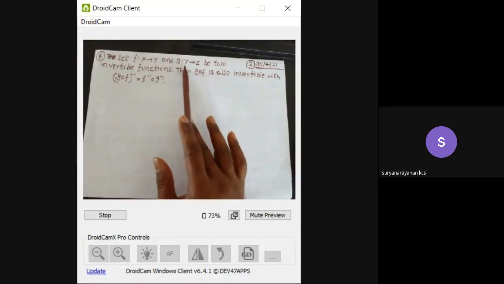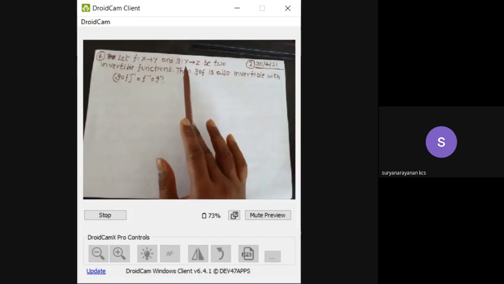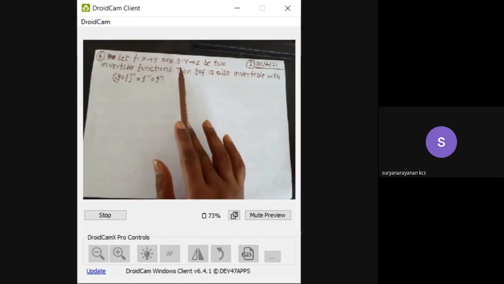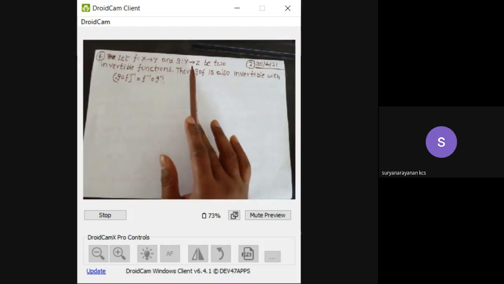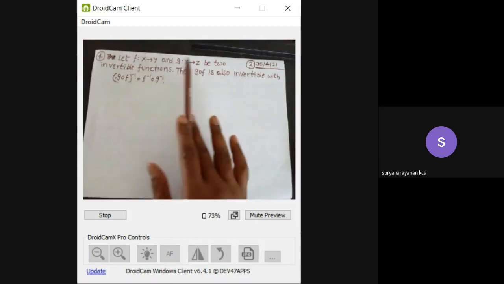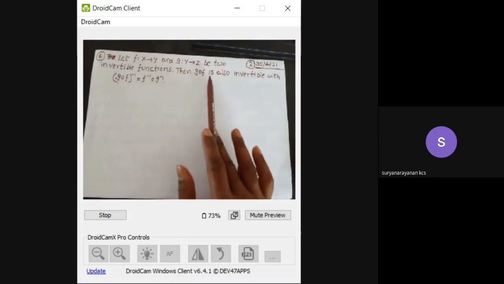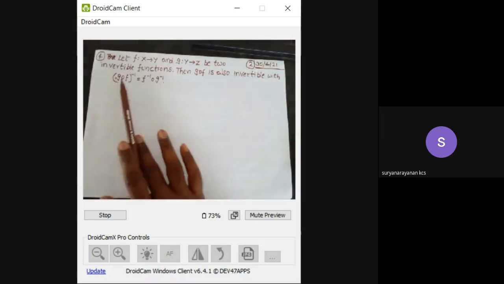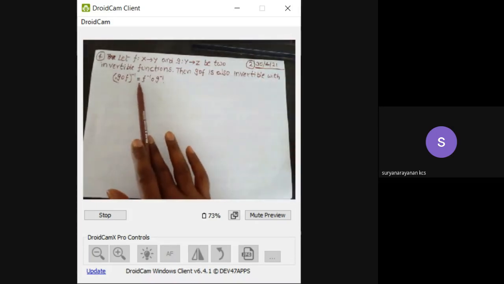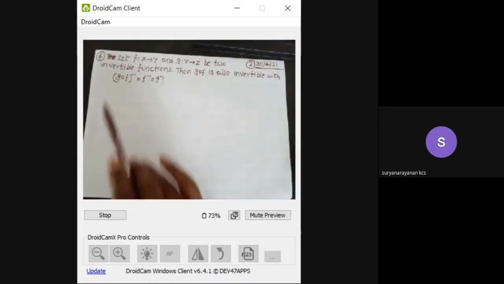Okay, my children, remember this point. g is also an invertible function. What does it mean? g has an inverse. Yes, g is also an invertible function means g has an inverse. f is invertible means f has an inverse. g is invertible means g has an inverse. Then g circle f is also invertible, with (g circle f) whole inverse equal to f inverse circle g inverse.